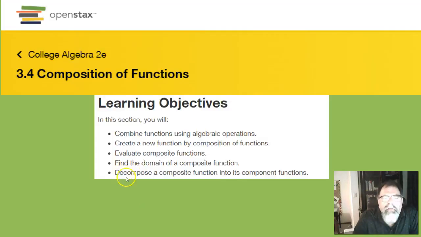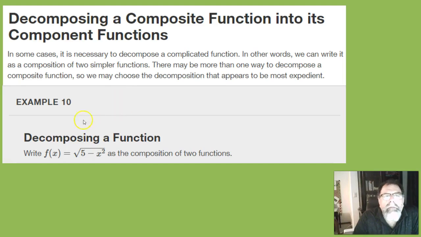Okay, and our last learning objective for today: decompose a composite function into its component functions. I wanted to point out, the book says here, in some cases it's necessary to decompose a complicated function. In other words, we can write it as a composition of two simpler functions. There's more than one way to do it. There may be more than one way to decompose a composite function, so we may choose the decomposition that appears to be the most expedient.